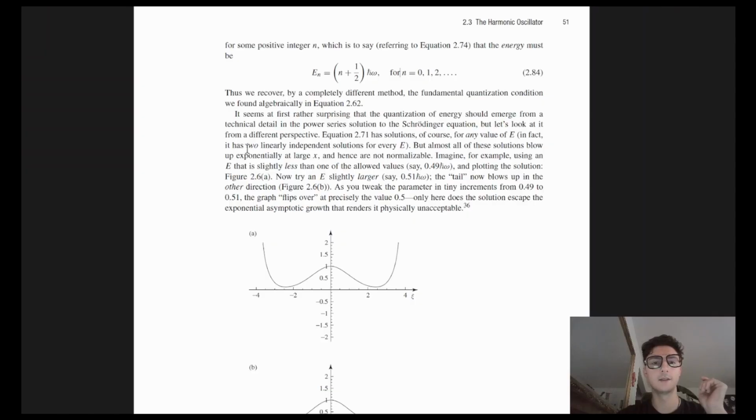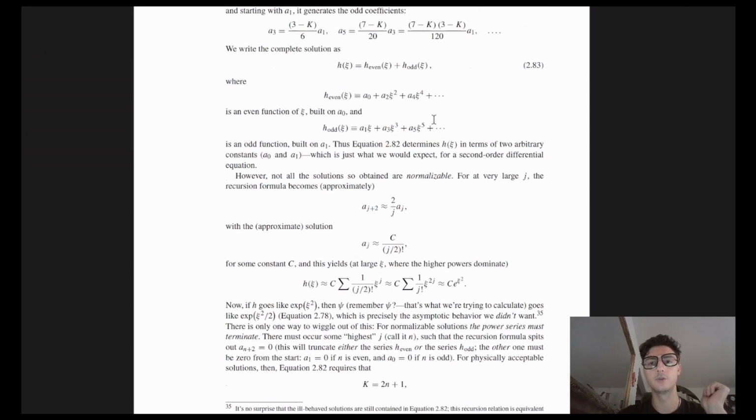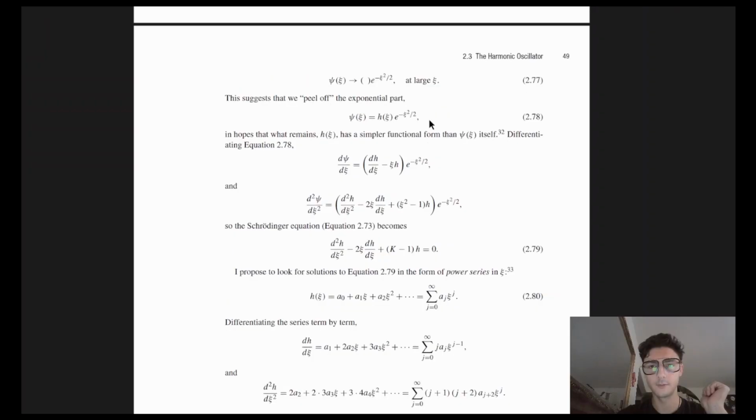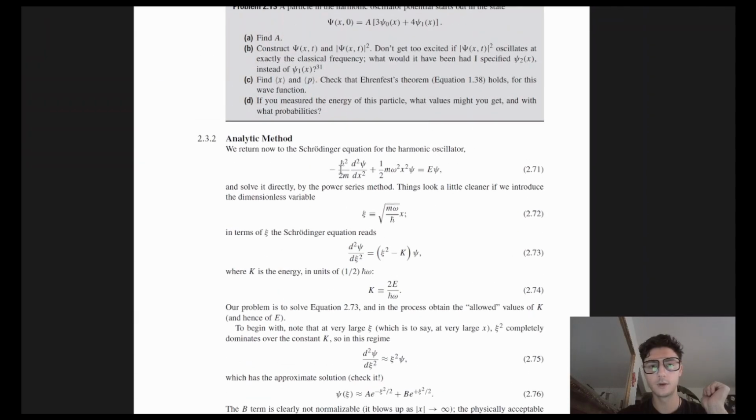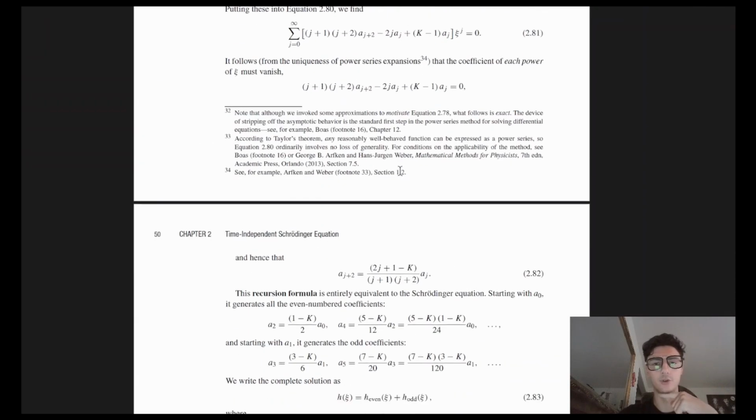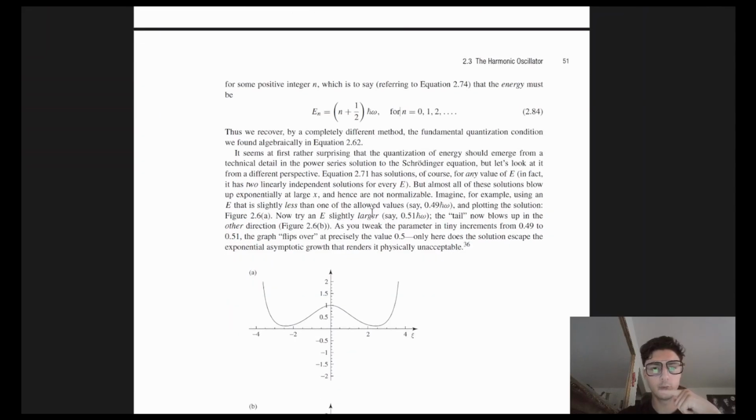But let's look at it from a different perspective. Equation 2.71 has solutions. Let's see, 2.71, what is it? This one, the original Schrodinger equation. Equation 2.71 has solutions, of course, for any value of E. In fact, it has two linearly independent solutions for every E. But almost all of these solutions blow up exponentially at large x, and hence are not normalizable.